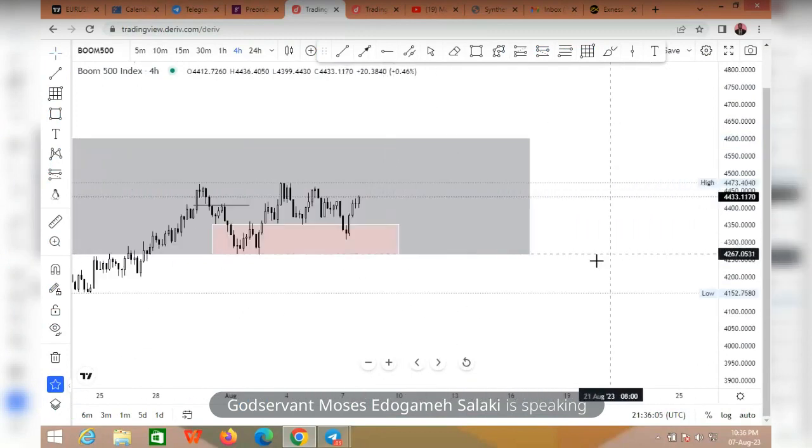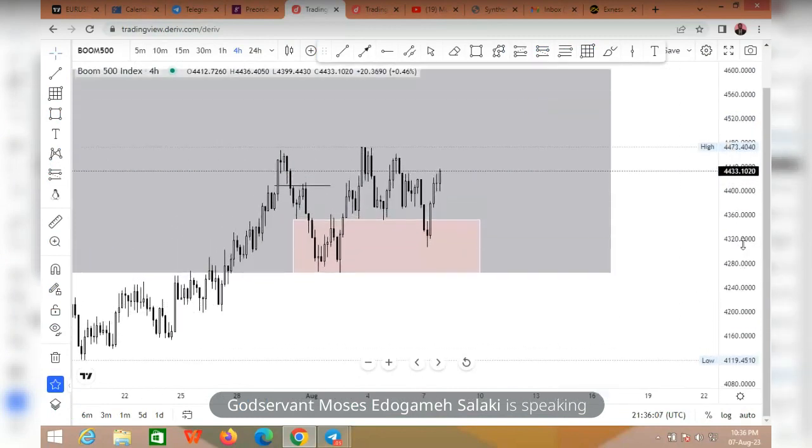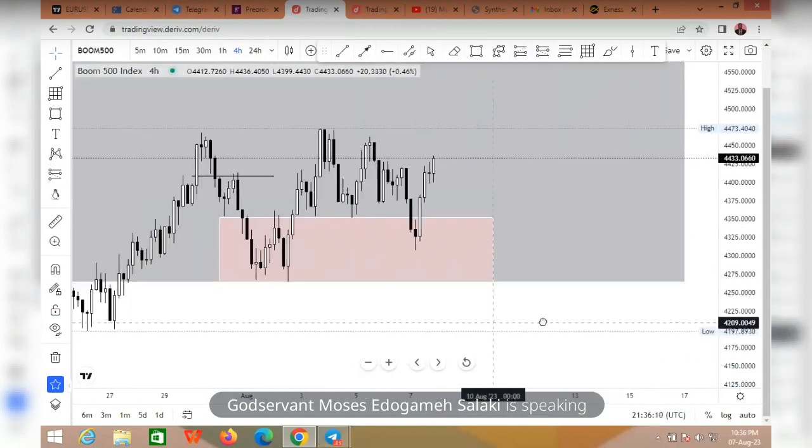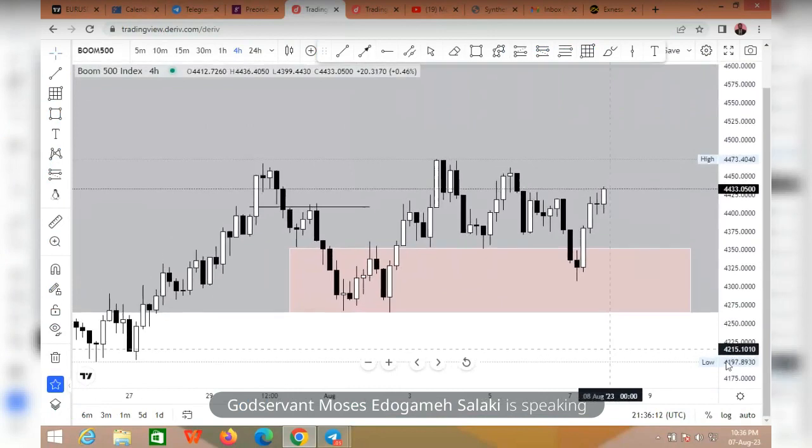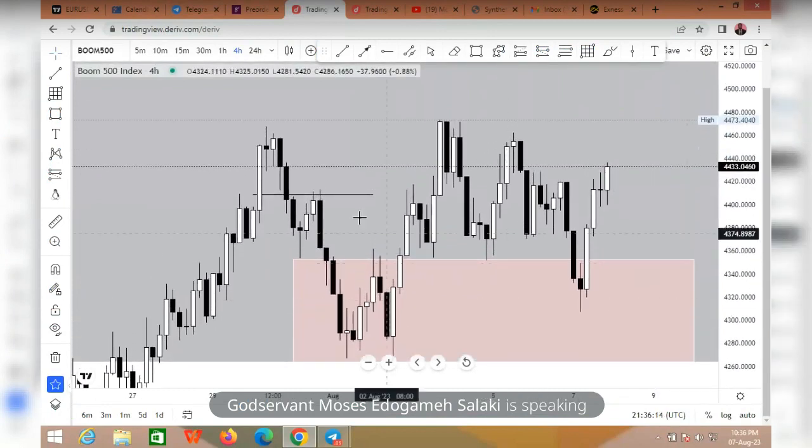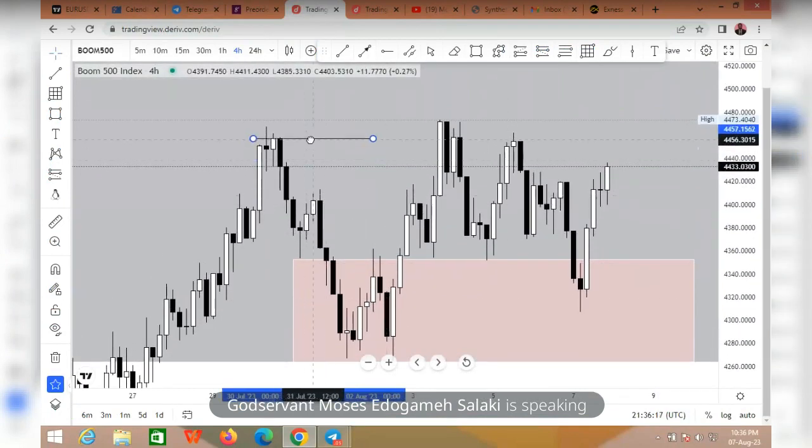So trading is patience. You just have to wait for it. Just be patient. So you see, it was a clear buy you would have just taken. Body closed above here.